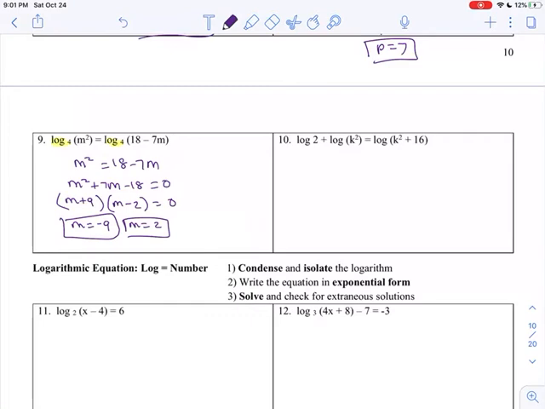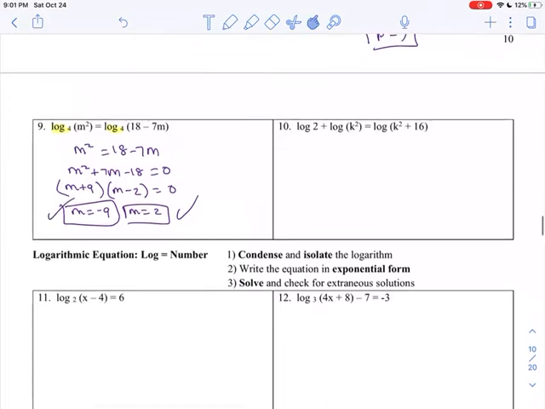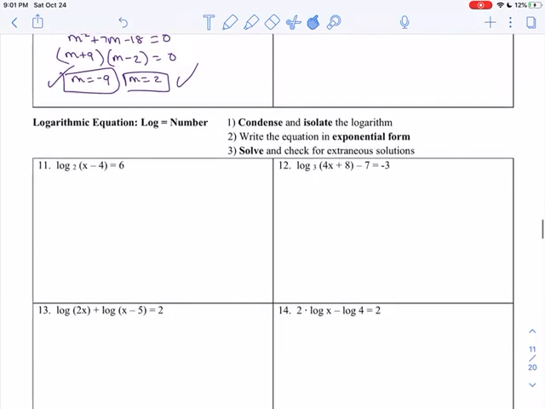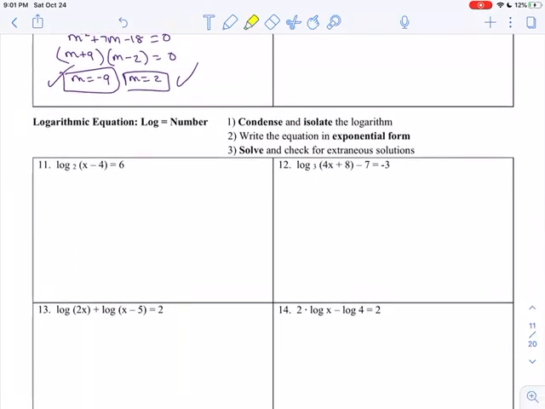So I get 2 answers. And I just want to quickly plug them both back in for m, just to make sure it does not result in a negative. So negative 9, that's the one I'm more concerned about. Negative 9, but I'm squaring that, so it's 81. And over here, negative 7 times negative 9 is positive 63, so we're all set. And when I plug in 2, 2 squared is 4, and 18 minus 7 times 2, 18 minus 14 is 4. It's still okay. So both of these are perfect.